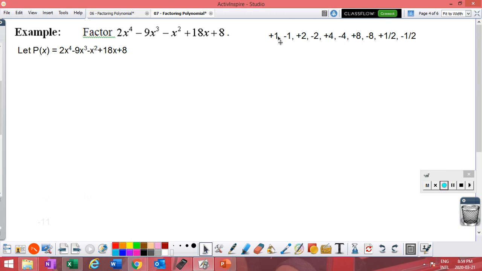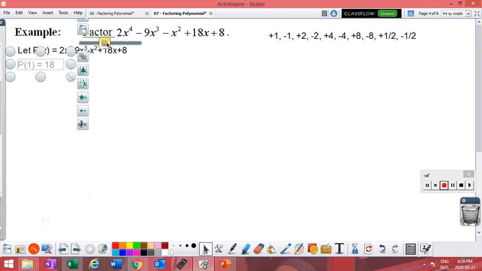I try 1, then I try negative 1. I try 2, then I try negative 2. Or I go 1, 2, 4, 8. I try all the positive ones, whatever I feel like. Some of it might be based on your calculator, what's easiest to do, and I'll show you what I mean by that. So, okay, the first one I'm going to try.